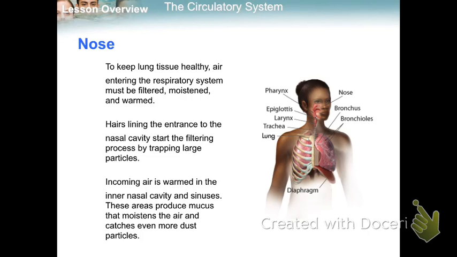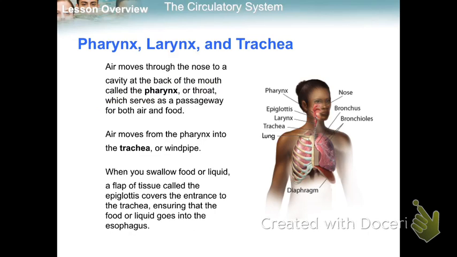The nose does a couple different things. It filters, moistens, and warms the air that's coming into our body. Then we have the pharynx, or the throat, which is the passageway for both air and food. Air then will move into the trachea, or the windpipe. We've talked about the epiglottis before. There's a flap of tissue called the epiglottis that covers the trachea, making sure that the food or liquid goes into the esophagus.